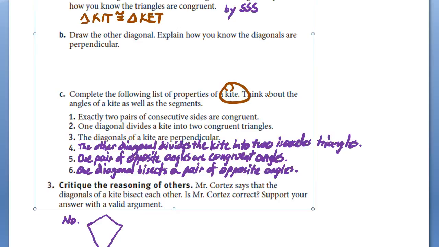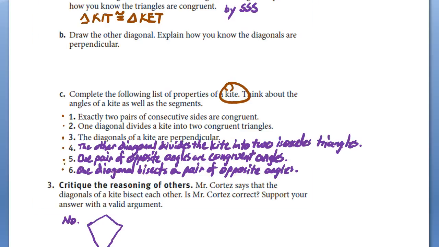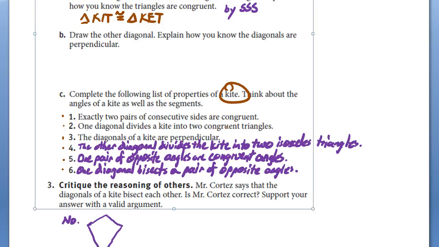Another property that's true, one pair of opposite angles are congruent angles. And then something else that's true, one of the diagonals bisects a pair of opposite angles. So these six statements are all true properties of kites.